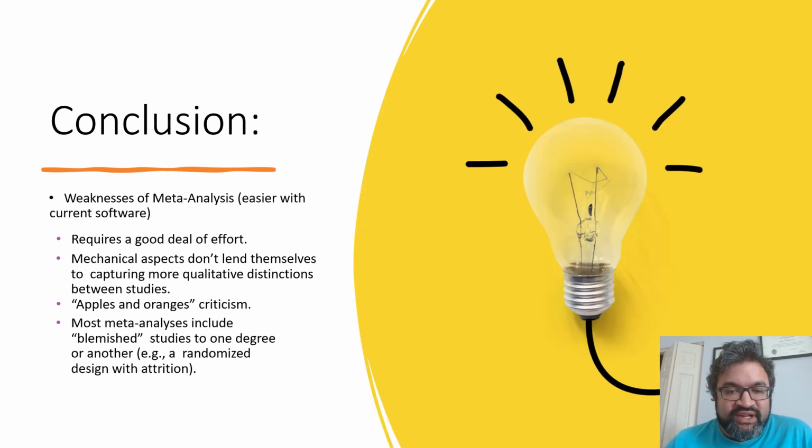Another conclusion, weakness of meta-analysis: it's easier with current software, but it requires a good deal of effort. Mechanical aspects don't lend themselves to capturing more qualitative distinctions between studies. There's the apples and oranges criticism, where you're sometimes having to synthesize multiple articles which are not quite similar. And then most meta-analyses include blemished studies to one degree or another, such as a randomized trial with too much attrition.